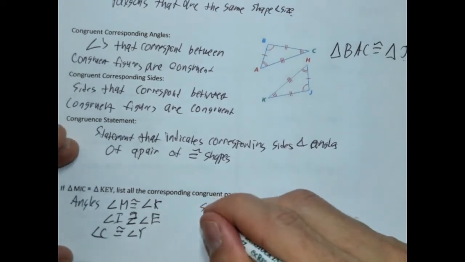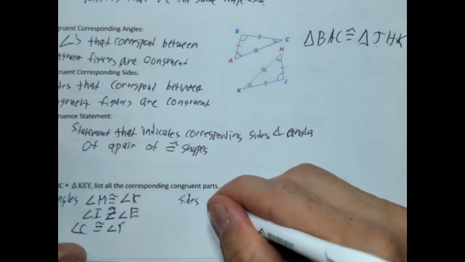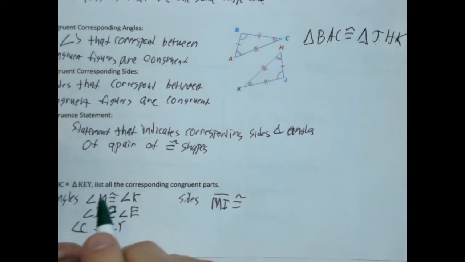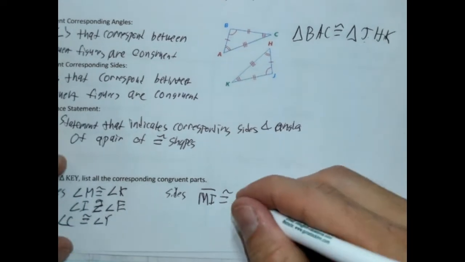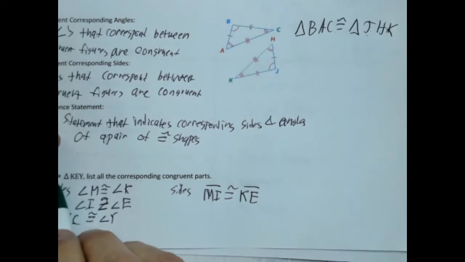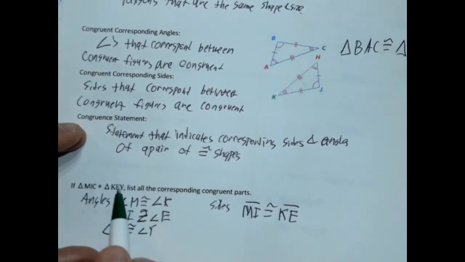Let's do the sides. So we'll do the first two letters, so MI is congruent to the first two letters over here, which is KE. Then the next two letters are going to be IC. Oh, you can't really see that, can you? IC is going to be congruent to EY.